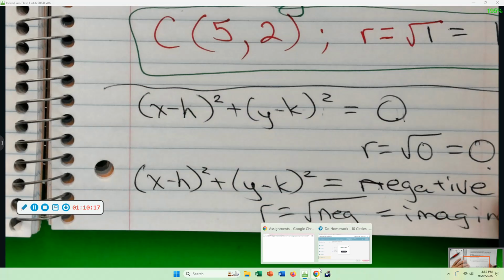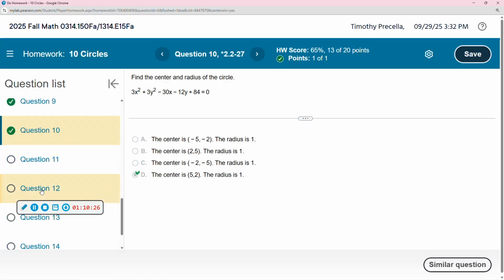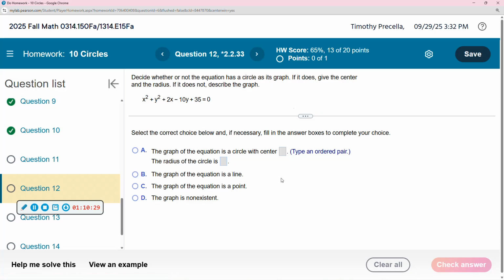Okay, so let's do number 12. I'm hoping it's one of those special cases, but we'll see. Let me write it down. Look at the possibilities, and look at the instructions. Decide whether or not the equation has a circle as its graph. If it does, give the center and radius. If it doesn't, then describe the graph. The first option, A, is what we've been seeing. You find the center, you find the radius.